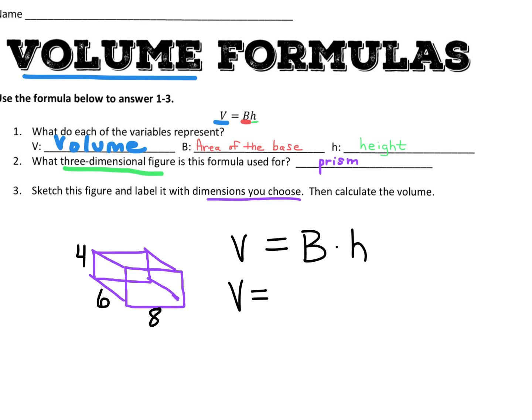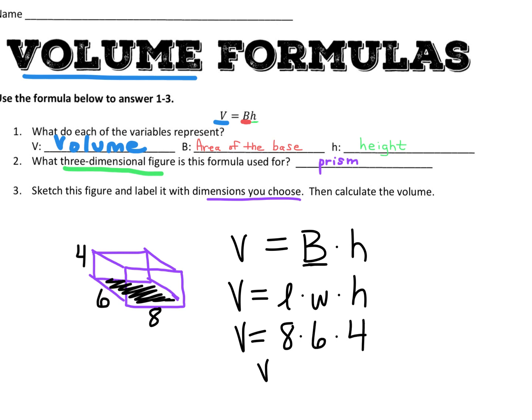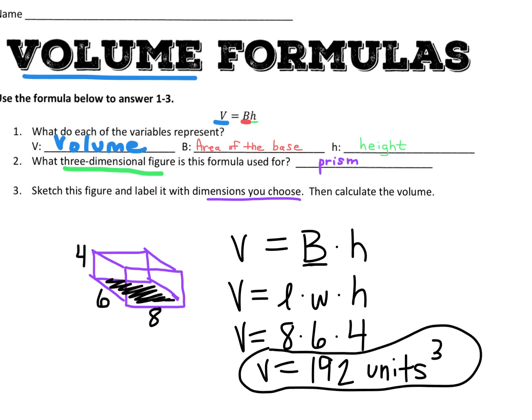So the base here is a rectangle. To find the area of a rectangle, remember this means the area of the base, we do length times width, and then I'm going to multiply that by the height. Okay, so I'm going to go the length times the width times the height. So 48 times 4 is 192, and then I can say units cubed, or cubic units. Okay, and you were allowed to choose dimensions, so if you want to change those, you can.